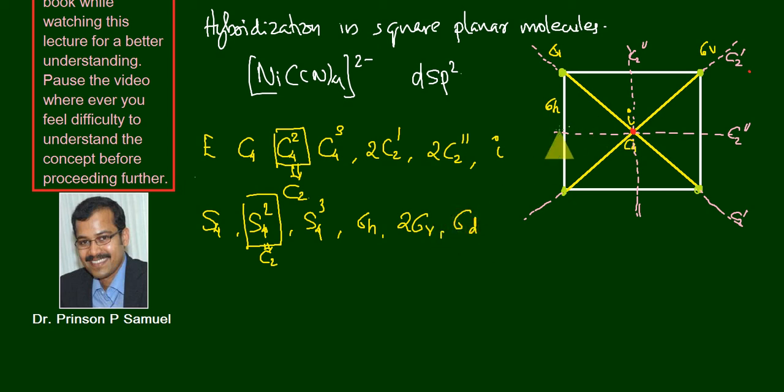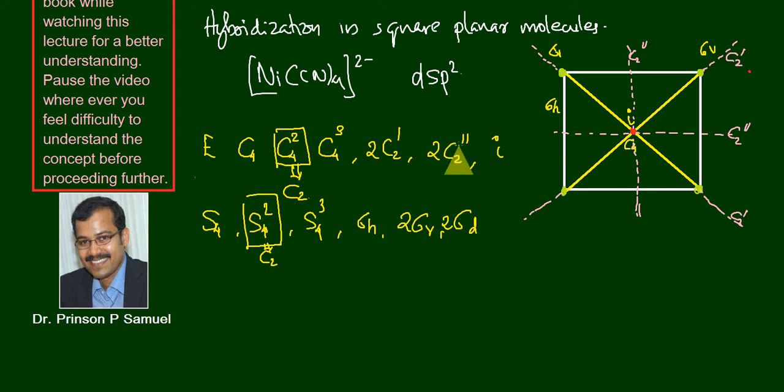How many sigma d's are there? Two sigma d's are there, one like this and one like this. Two sigma d's are there. Okay, so these are the symmetry elements and corresponding symmetry operations.